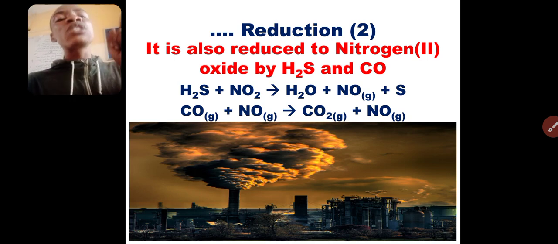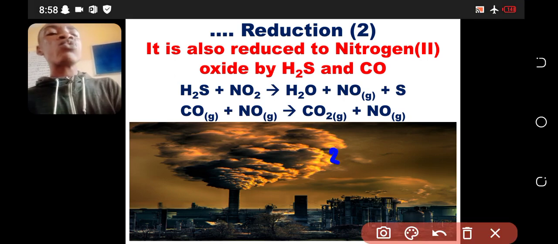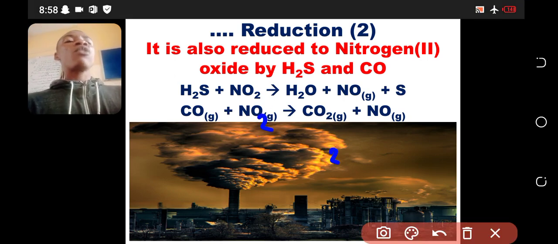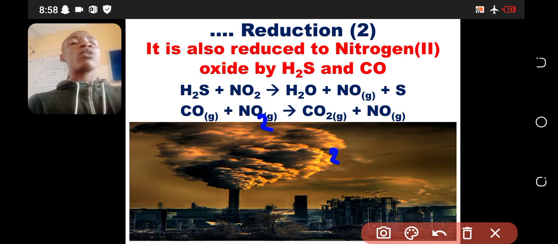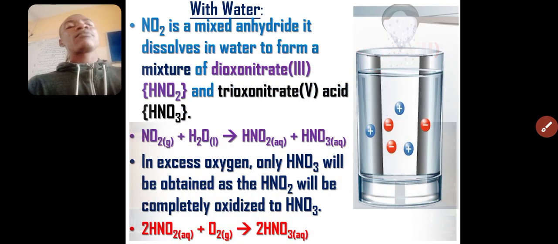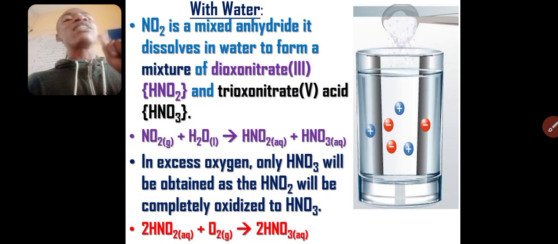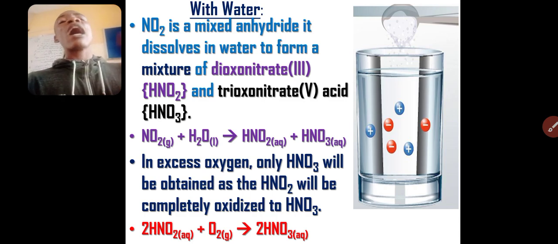CO also can be oxidized to CO2 in the presence of NO2, which will now give us CO2 plus NO gas. With water, NO2 is a mixed anhydride. It produces a mixture of salts with bases and a mixture of acids when dissolved in water. It produces a mixture of nitrous acid and nitric acid when it is dissolved in water.